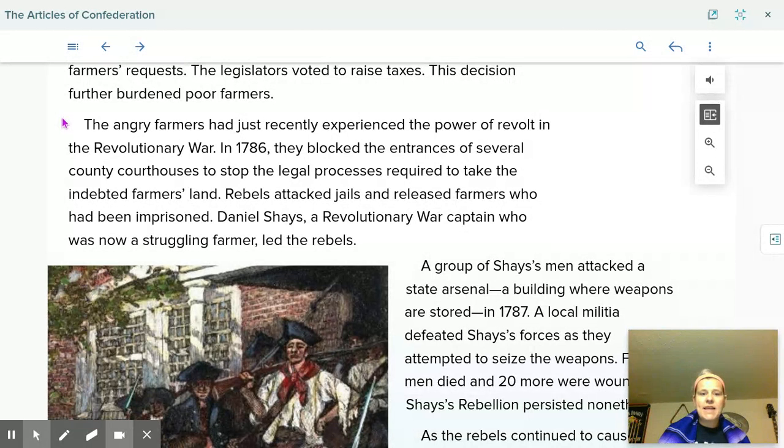In 1786, they blocked the entrances of several county courthouses to stop the legal processes required to take the indebted farmers' land. Rebels attacked jails and released farmers who had been imprisoned. Daniel Shays, a Revolutionary War captain who was now a struggling farmer, led the rebels.